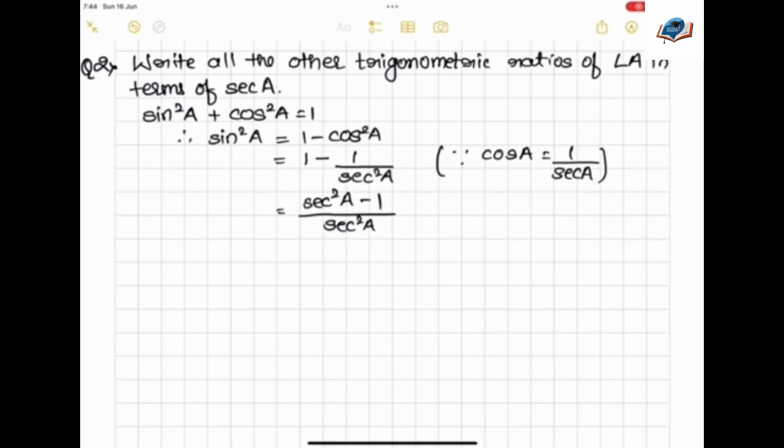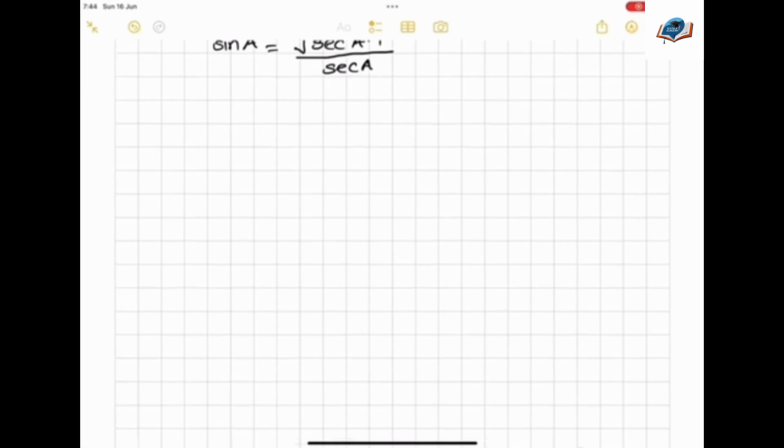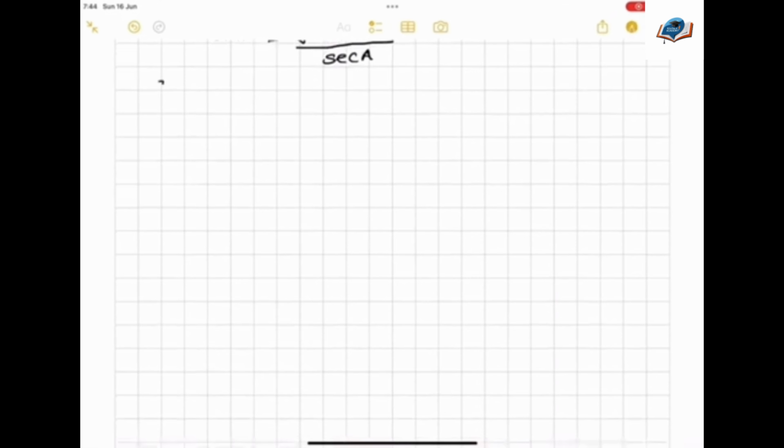So sine A will be equal to root of sec square A minus 1 upon sec A. So I got sine in the form of sec. Now cos A will be 1 upon sec A. So directly I am getting that. Then tan A equal to sin A upon cos A.